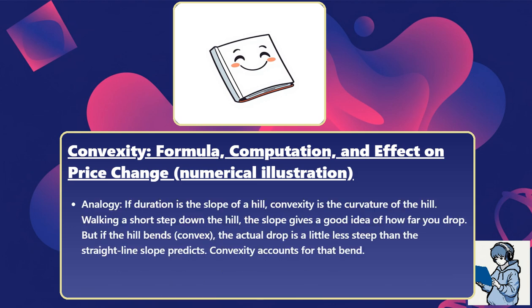accuracy. Analogy: if duration is the slope of a hill, convexity is the curvature of the hill. Walking a short step down the hill, the slope gives a good idea of how far you drop. But if the hill bends convex, the actual drop is a little less steep than the straight line slope predicts. Convexity accounts for that bend.